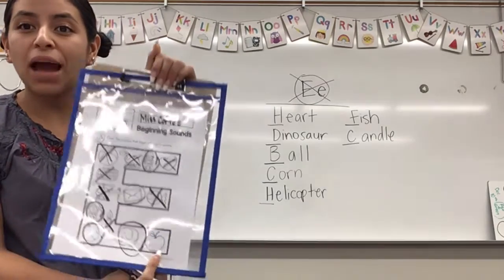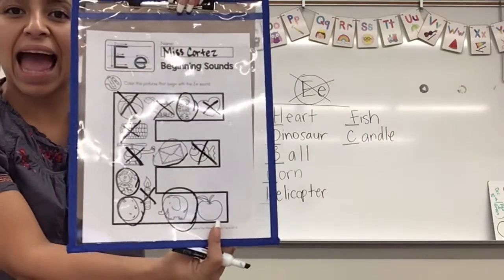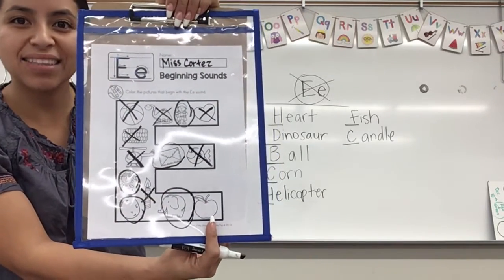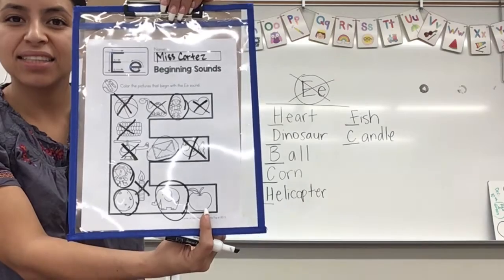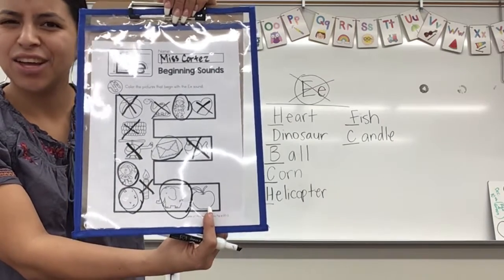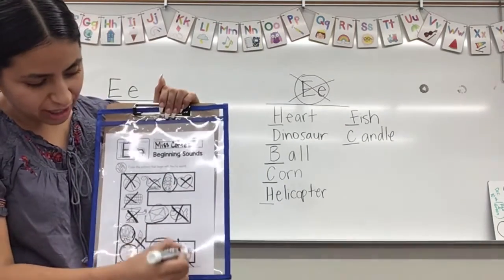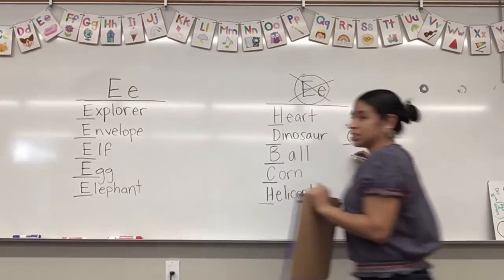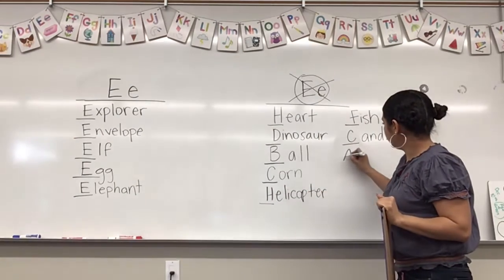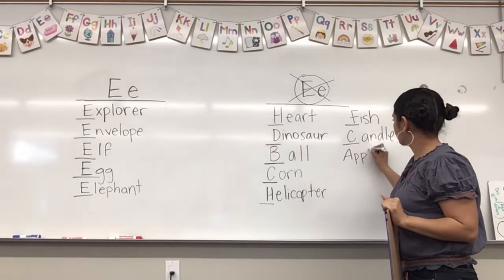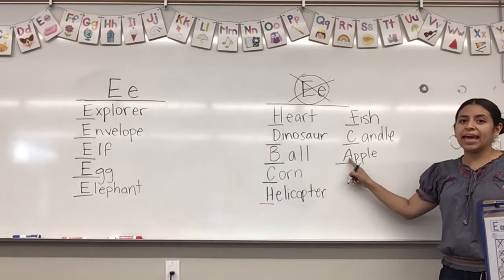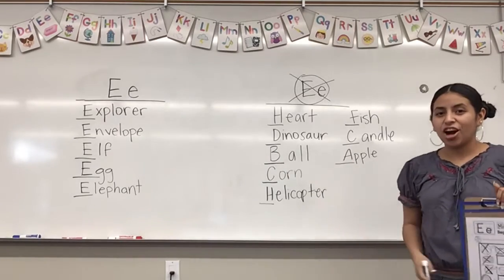All right, TK. So now we have our last picture. This is our apple. Does that begin with the sound? Does that sound like it? No, right? So we're not going to color that. And I'm going to actually write that word on our side that does not begin with the E. Apple begins with the A. Do you see that?